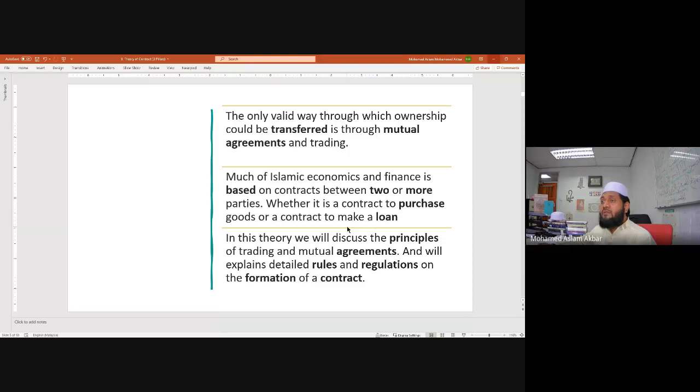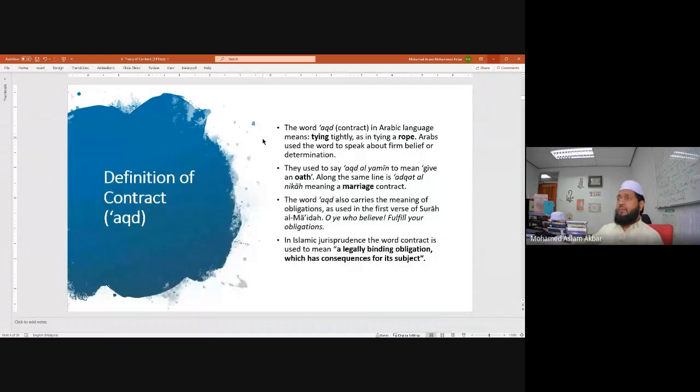So the only valid way through which ownership can be transferred is through mutual agreement and trading. Much of Islamic economics and finance is based on contracts between two or more parties, whether it is a contract to purchase goods or a contract to make a loan. In this topic, we will discuss the principles of trading and mutual agreements, and will explain detailed rules and regulations on the formation of contracts. So this is what we are going to talk about, starting from the definition. Okay, let us go to the definition.